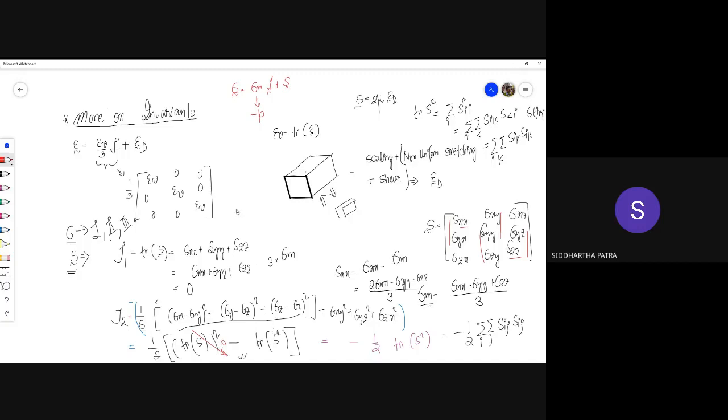Okay, a few other things I would like to show, because that would help us. First of all, if I write Q equals this, where n1, n2, and n3 are principal directions of the stress tensor, then we know that Q sigma Q transpose is diagonal.